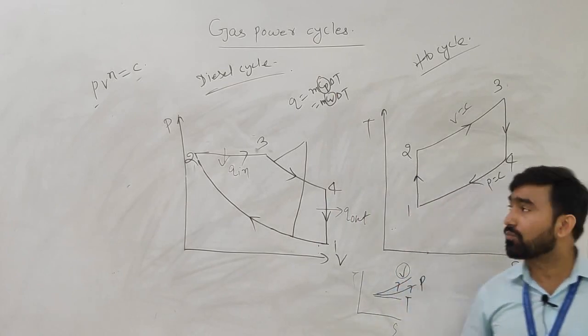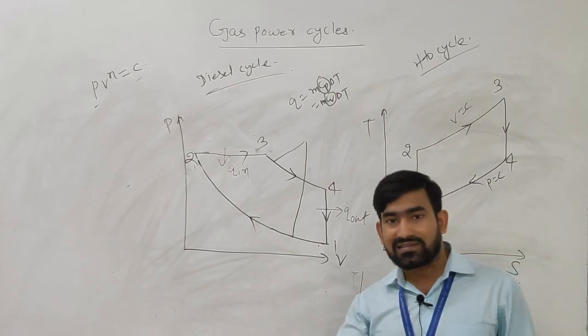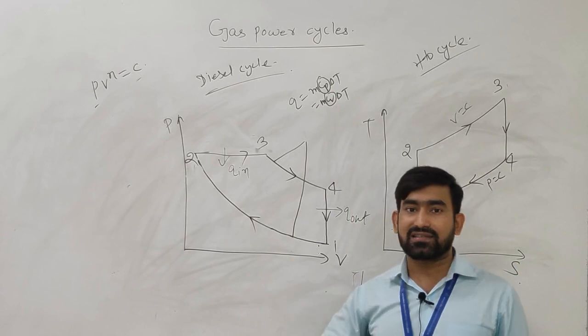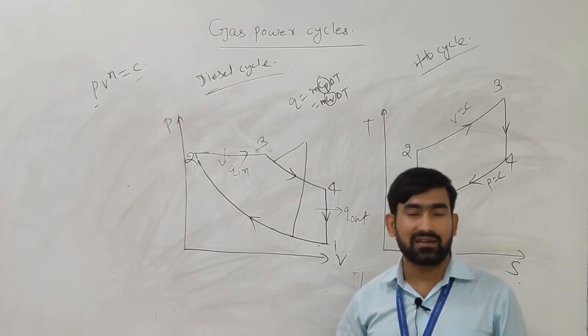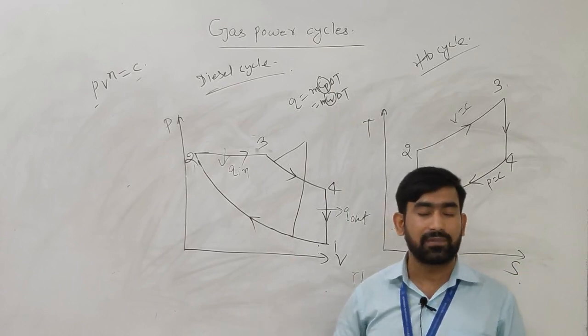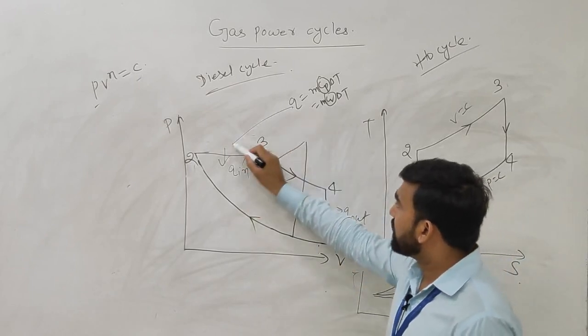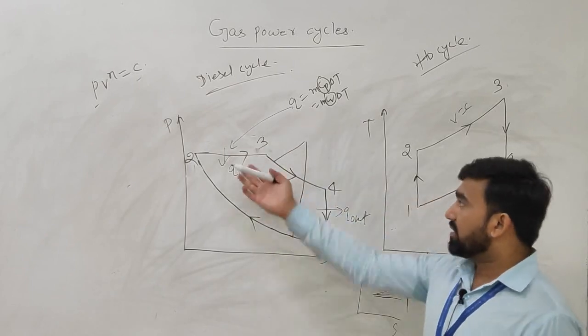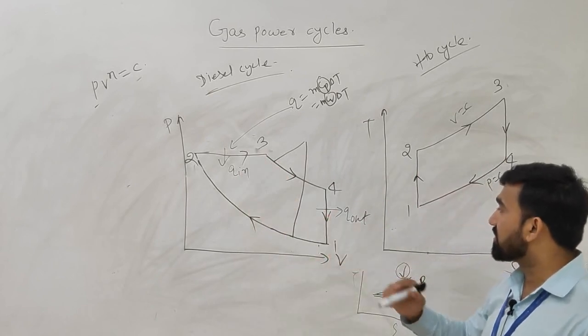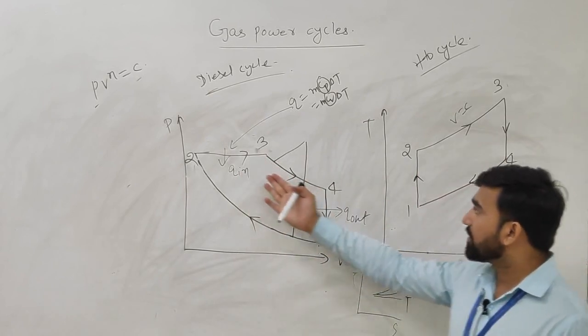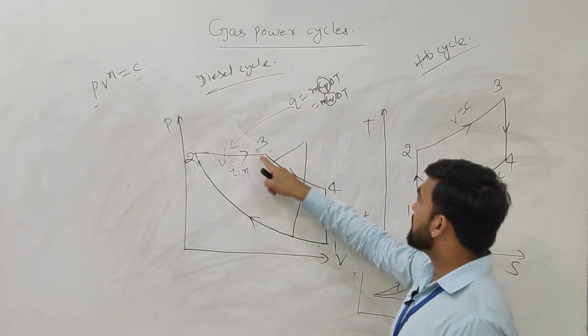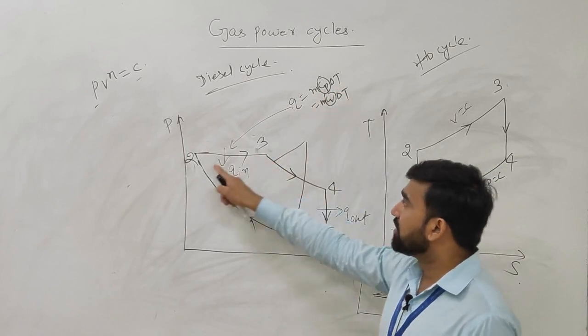Mass will be constant for both of the processes, because in an air standard cycle this is the basic characteristic: in one cycle the mass flow rate will be constant. So in case of constant pressure, this one will be heat supplied and this one will be heat rejected. Here what will be the heat supplied? m Cp delta T, where delta T is from 3 to 2.